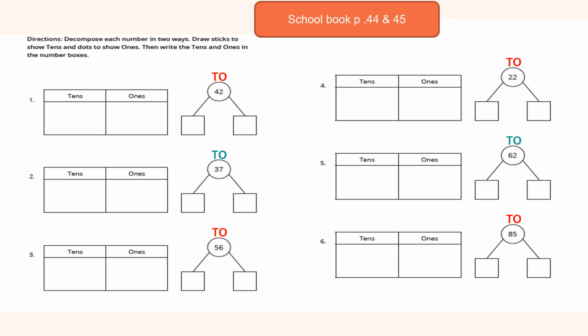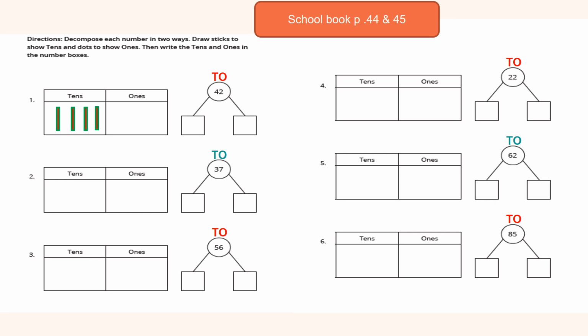First, let's draw sticks in tens, small squares or dots in ones. How many numbers do we have in tens? 4. So we will draw 4 sticks in tens. How many numbers do we have in ones? 2. So we will draw 2 small squares in ones.